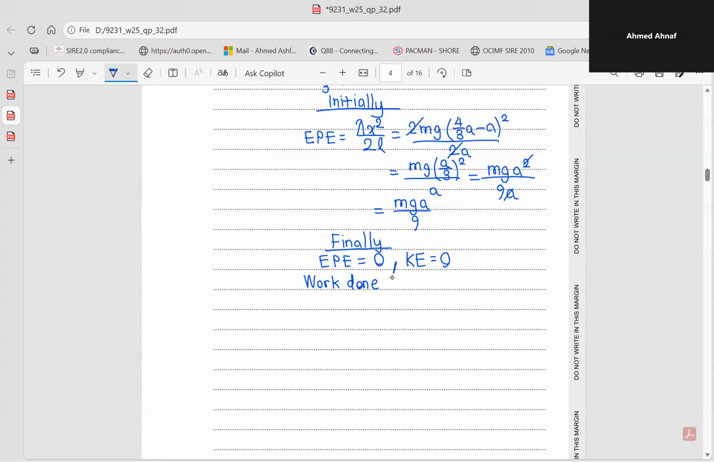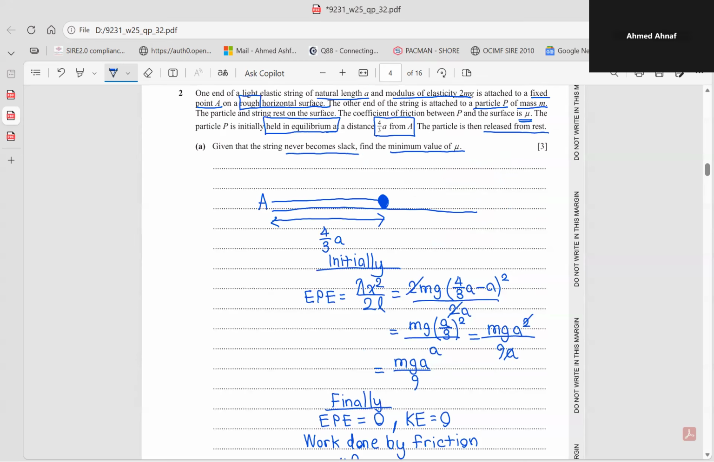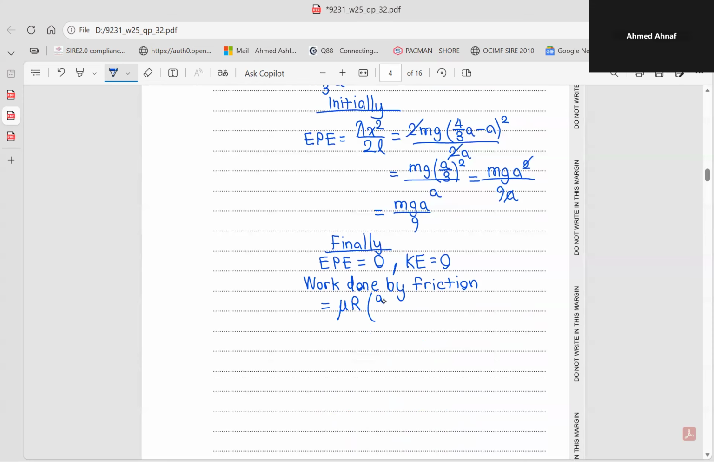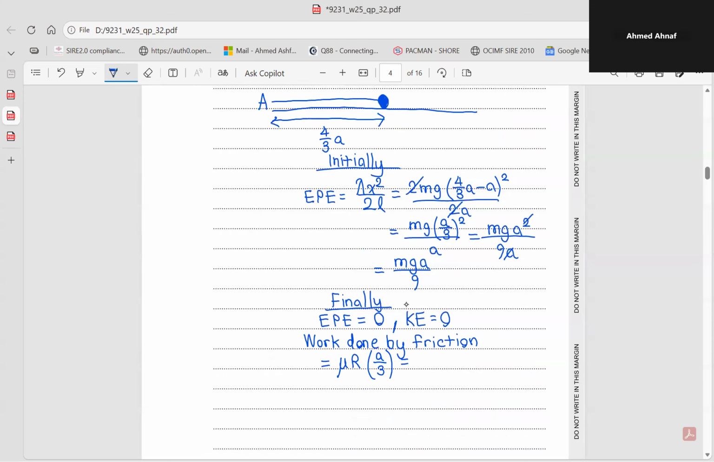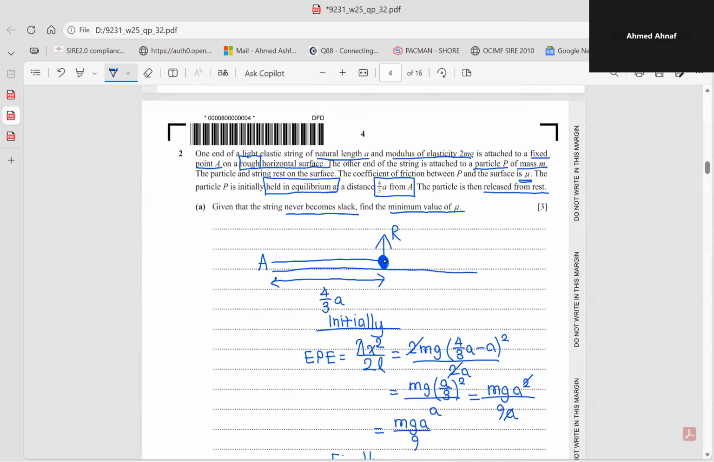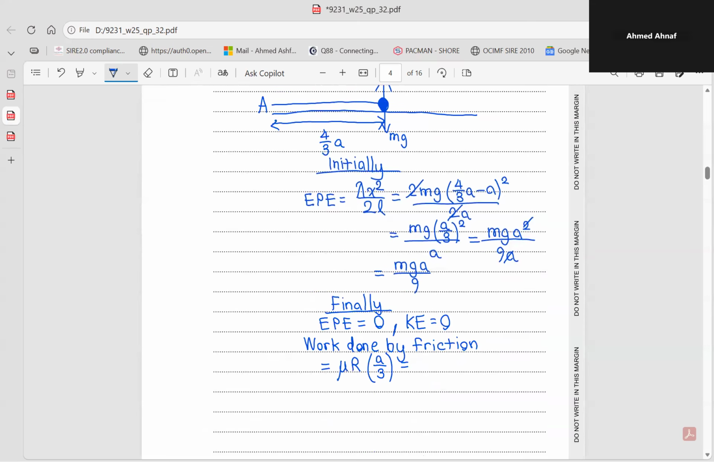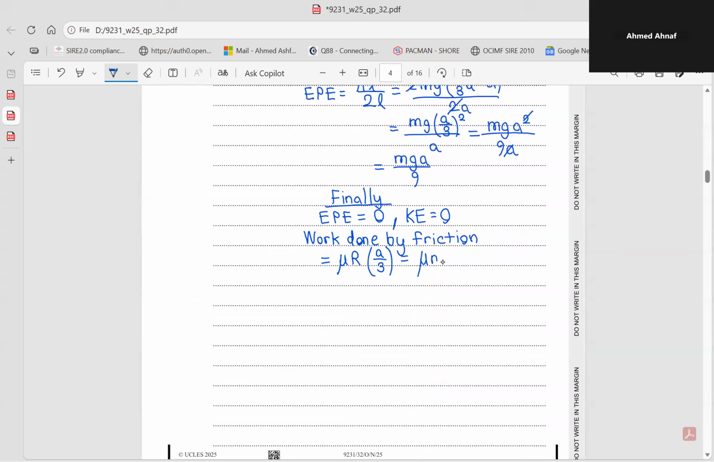Work done by friction. Friction itself is just mu times R, and the distance moved is just the extension, which is a over 3. And R itself, let's just draw a quick diagram. This R, this is the mass mg. There's no acceleration vertically, so R is just equal to mg. So this is just mu mga over 3. This is the work done by the friction.